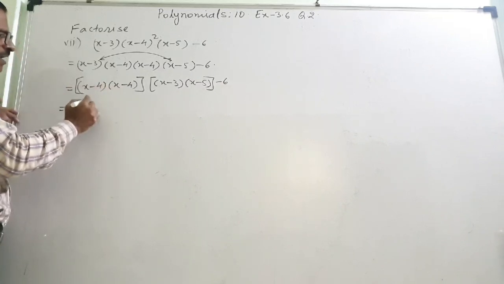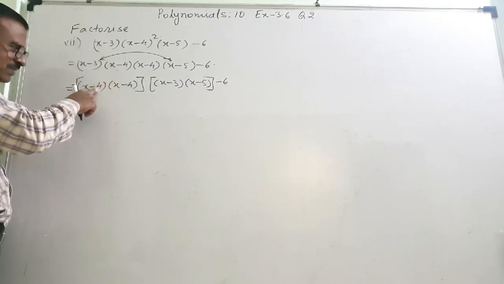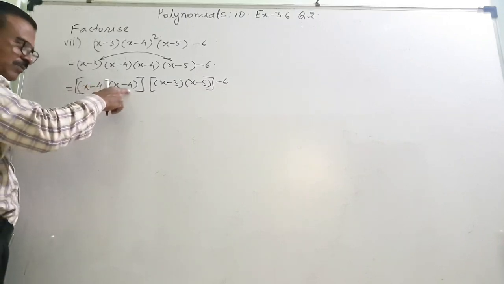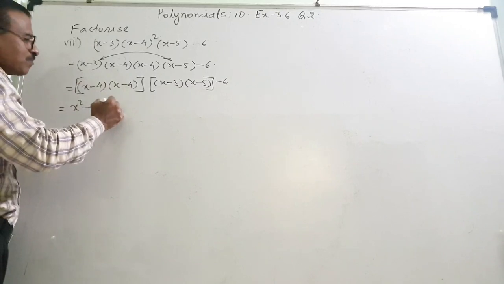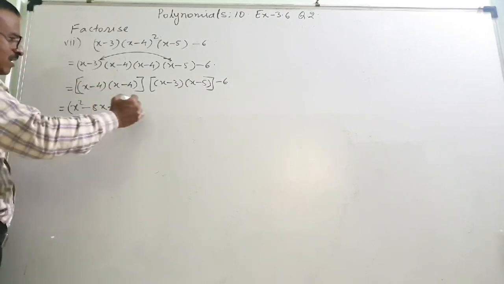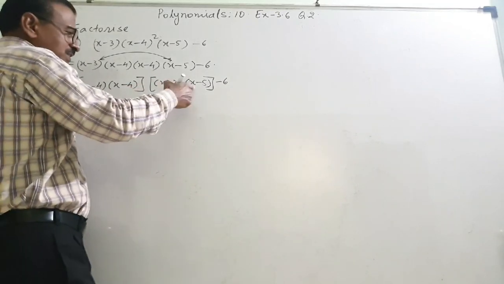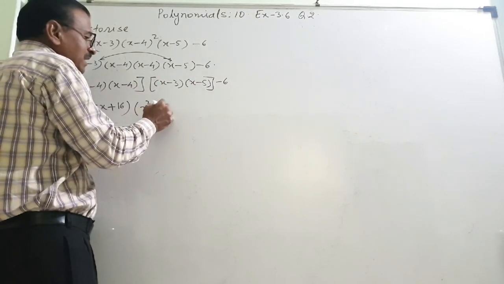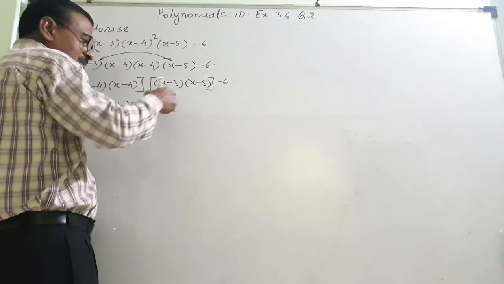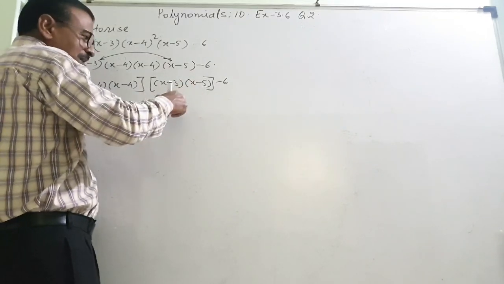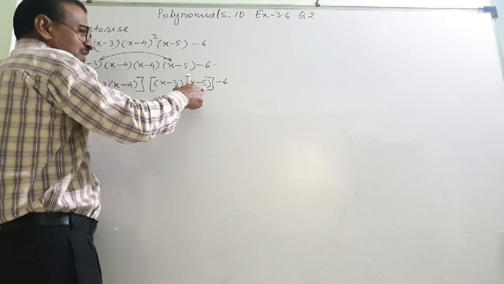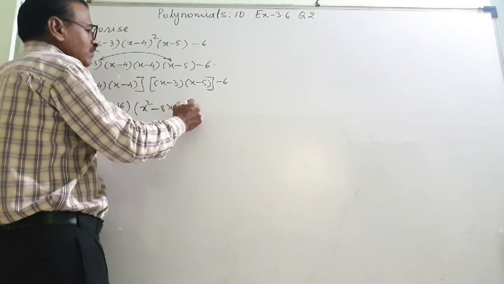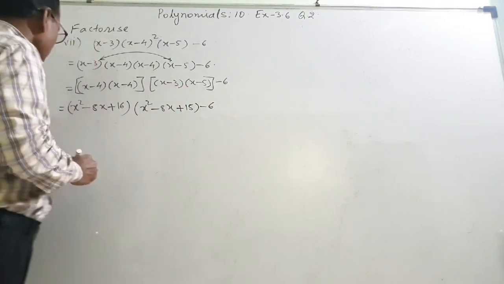So that is equal to, the first term is the same, x square. Addition of these two, minus 4 and minus 4, is minus 8x. Now multiplication of these two will be plus 16. This is one. Another, first is the same, so x square. Addition of minus 3 and minus 5 will be minus 8x. Now the multiplication, minus 3 into minus 5, minus into minus is plus, and 5 threes are 15, and minus 6.